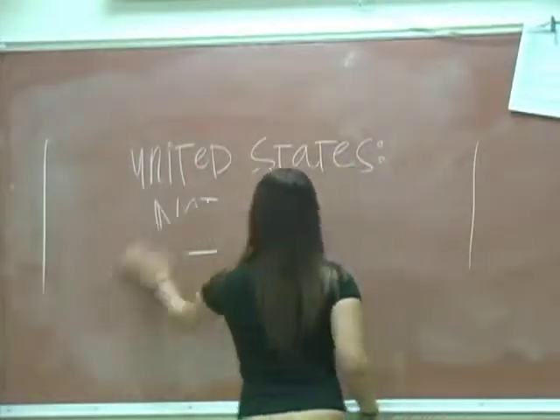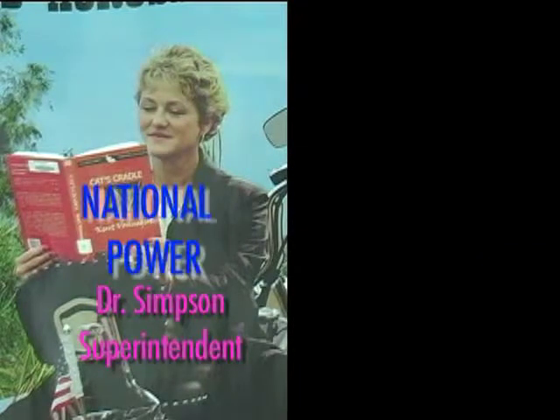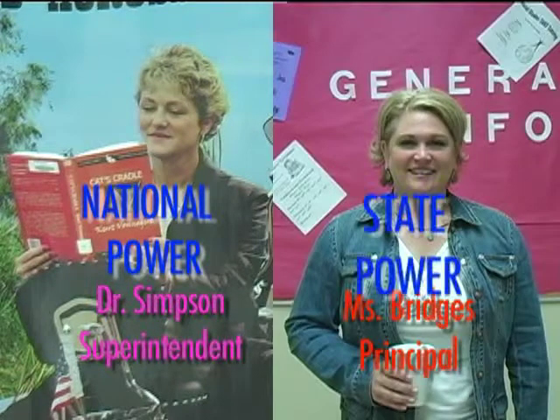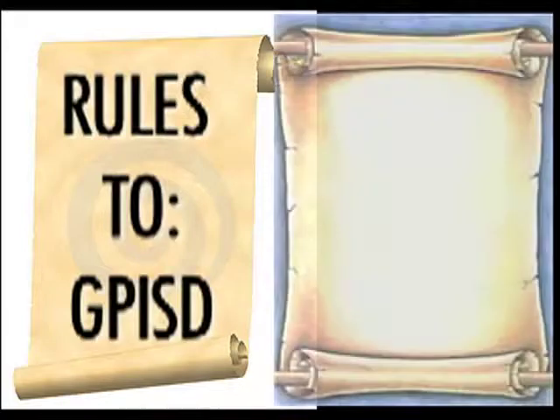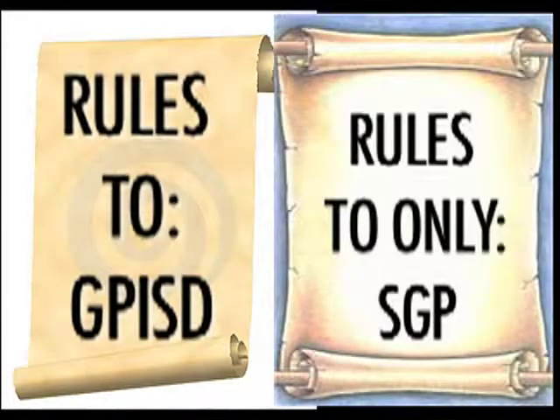So here's just an easy example. Here we have the superintendent, Dr. Simpson, who will represent the national government, and Ms. Bridges, who will represent the state government. Dr. Simpson makes rules that apply to all of GPISD, but Ms. Bridges can only make rules that apply to only SGP.